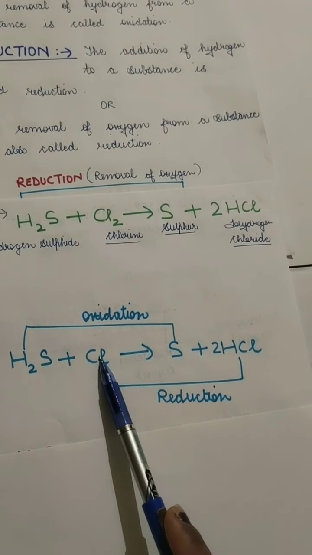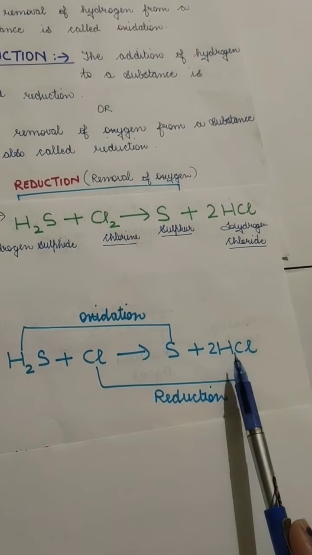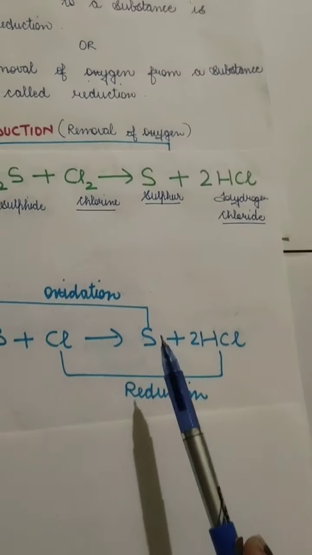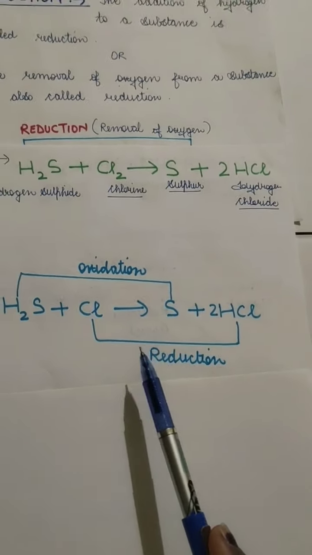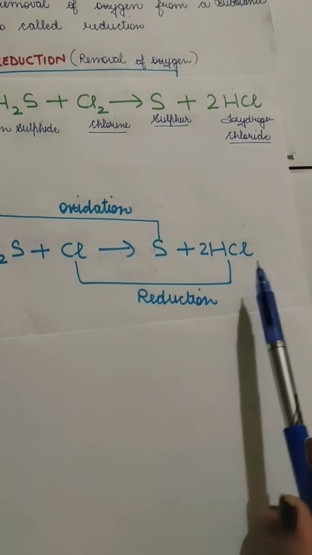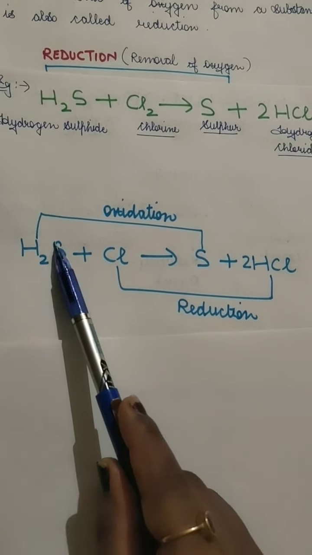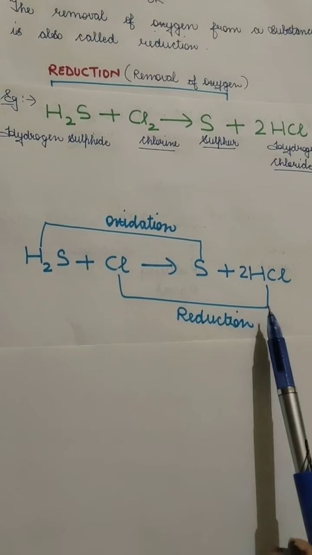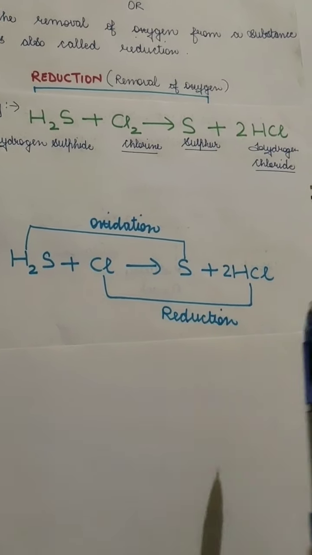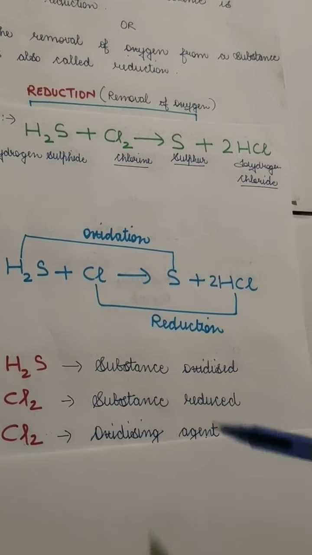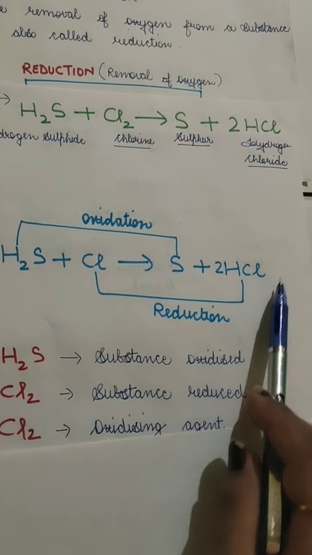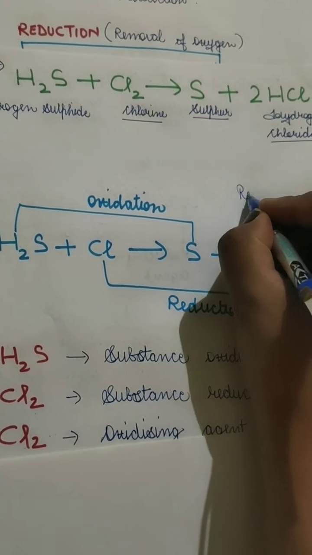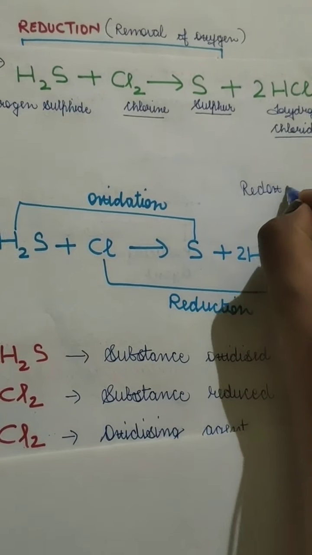And in chlorine, hydrogen is adding, so addition of hydrogen is reduction. So when there is removal of hydrogen, it is called oxidation, and when there is addition of hydrogen, it is called reduction. So this is a reduction reaction. Since both reactions are taking place at the same time, we can also call it a redox reaction.